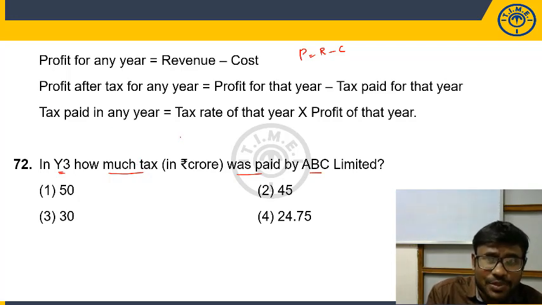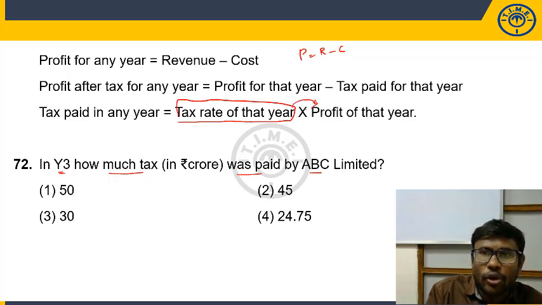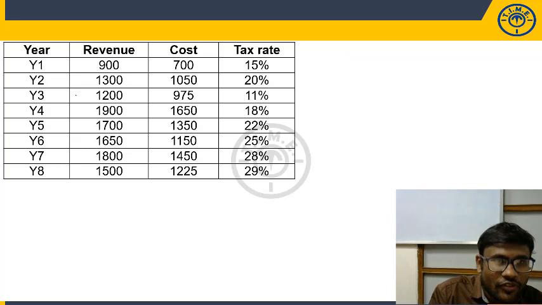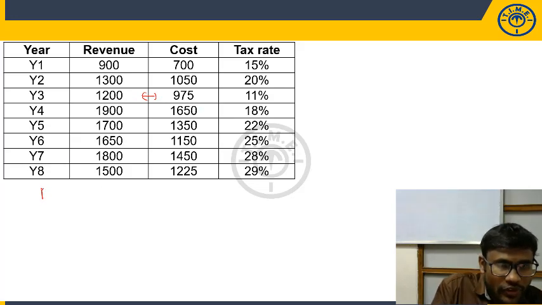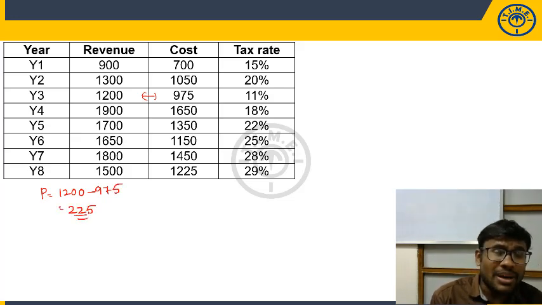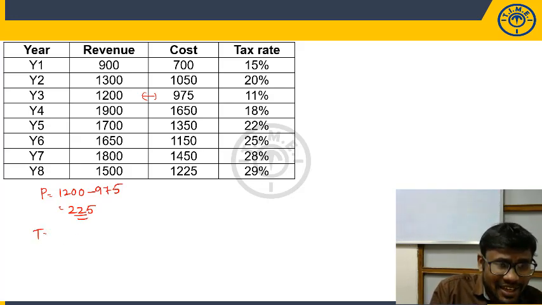So in Y3 he is asking how much tax was paid. So what is the tax paid? Tax paid is the tax rate into profit. So for Y3, what was the tax? So how do you get tax? First we have to take the profit. So what is the profit? 1200 minus 975. Your profit is 225. But he is asking how much tax was paid. So what is your tax? Tax is equal to, so 225 crores.